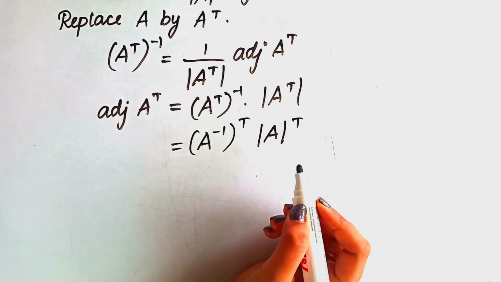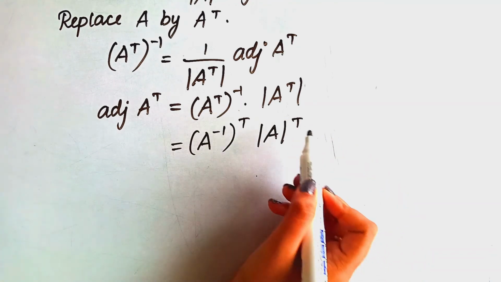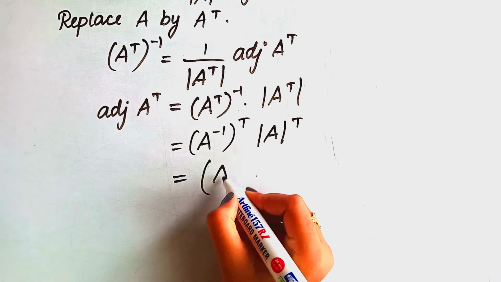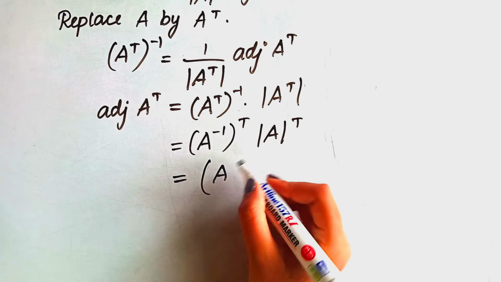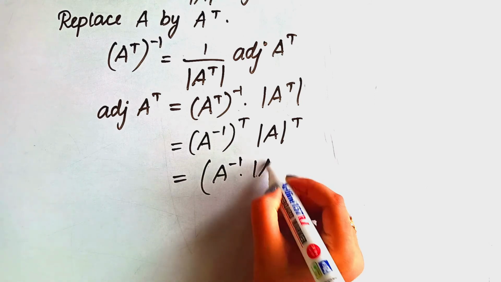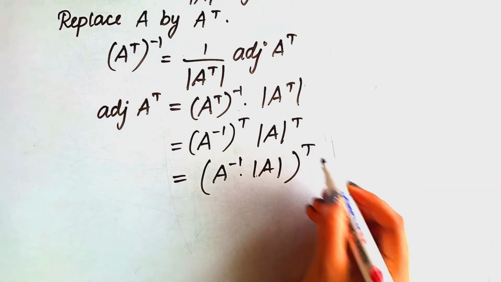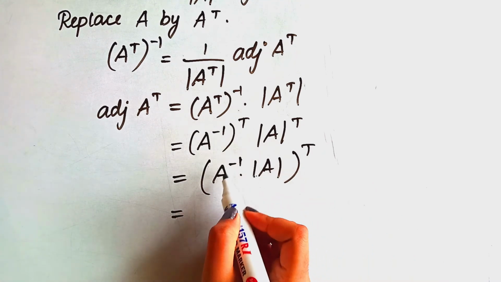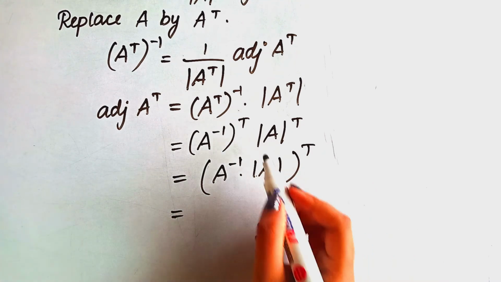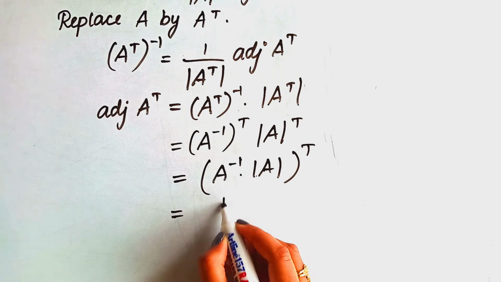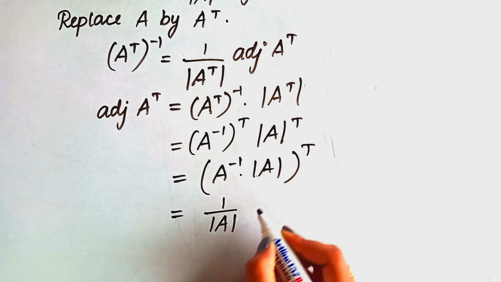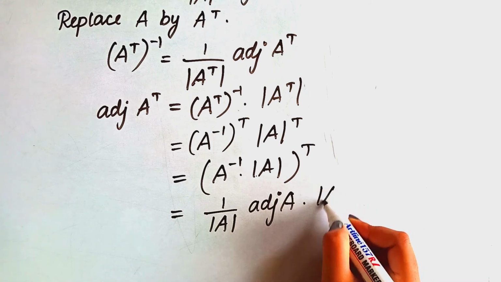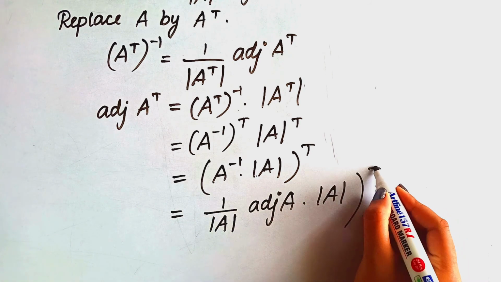And here there is another transpose, and you can see that both have transpose outside, right? So what we can do, we can take that as a whole transpose. So A inverse dot determinant of A the whole transpose, right? Now here you can see that we have to apply the formula of A inverse, which is 1 divided by determinant of A into adjoint of A, right? Into determinant of A the whole transpose.